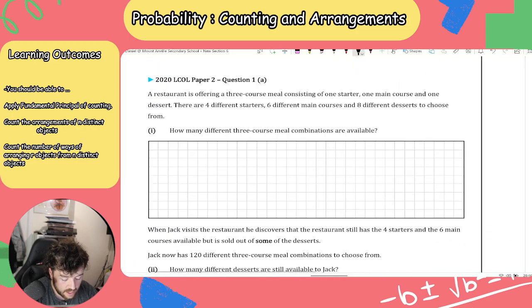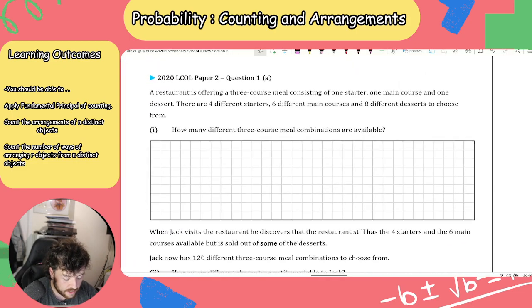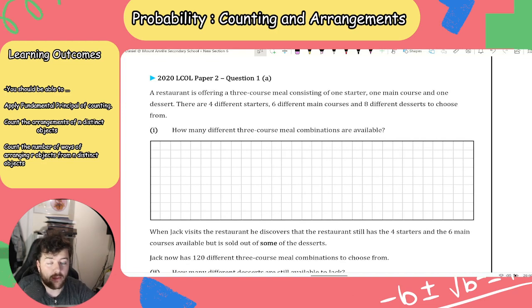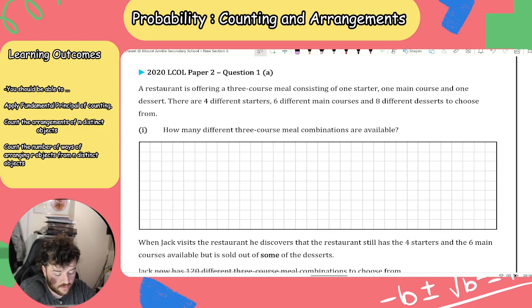Let's look at another one. This is from the 2020 paper. So we see the fundamental principle of counting comes up a fair bit. A restaurant is offering a 3-course meal consisting of 1 starter, 1 main, 1 dessert. And there are 4 starters, 6 different main courses, and 8 different desserts. How many 3-course meal combinations are available?